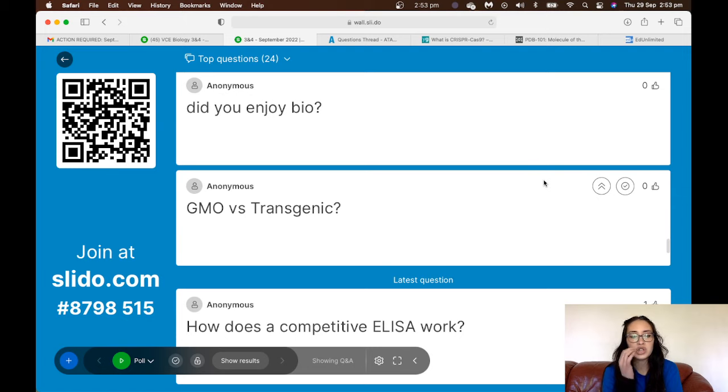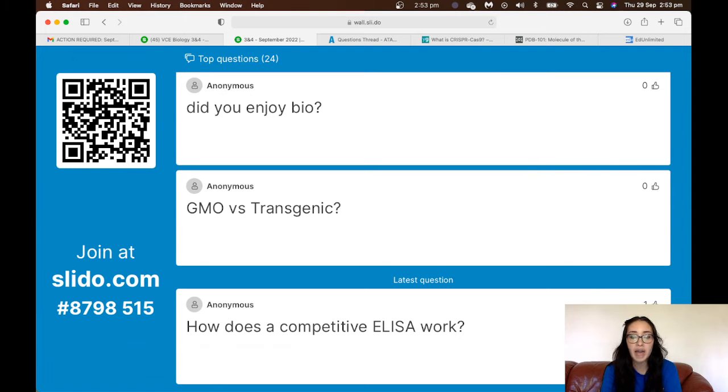I think I talked about this. GMOs just mean genes have been modified slightly. You may have just inserted a gene, deleted, added. Whereas transgenic is you've inserted a gene from another organism. So for instance, you may have inserted a fluorescent protein or whatever from a jellyfish and made it fluoresce green.